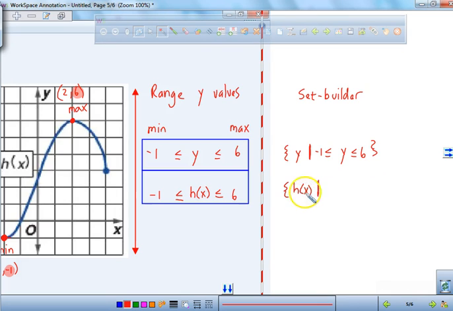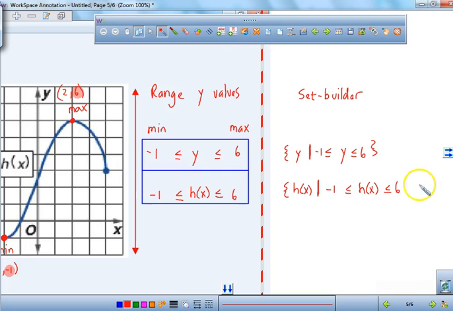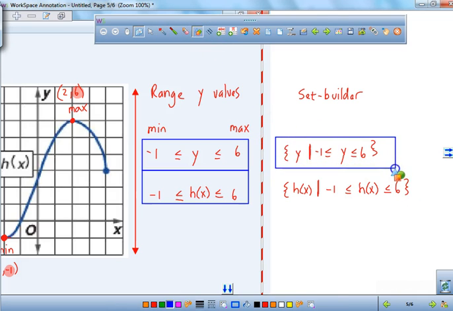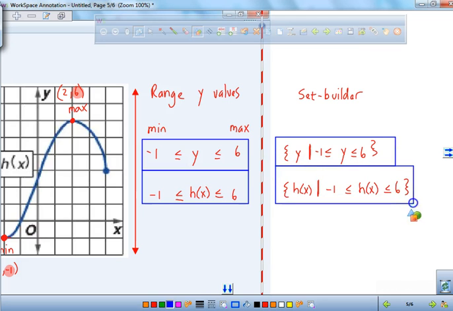The set of all of my y values, just known as h of x, such that h of x is less than or equal to a 6, but greater than or equal to -1. And that's how you write it. That's a horrible looking bracket. Let's see if I do a better job here. There we go. This right here, these mean the exact same. These just happen to be in set builder notation.